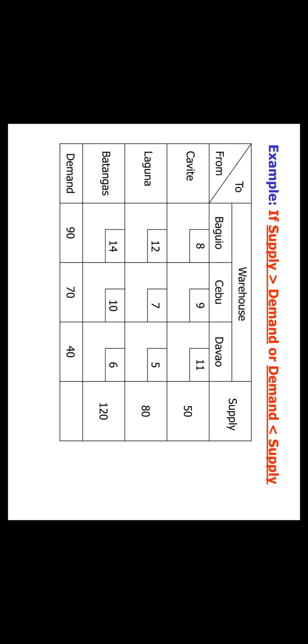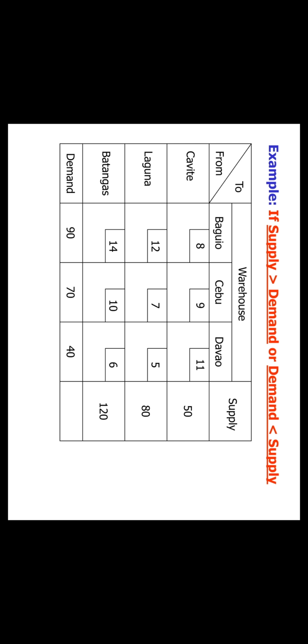Let's have this example wherein supply is greater than your demand, or demand is less than your supply. If you look at the tableau, your total supply is equal to 250, while your total demand is only 200. Therefore, supply is greater than the demand by 50 units. Okay? So what do you do if supply is greater than the demand? If supply is greater than the demand, or demand is less than the supply, you shift the column of supply one column to its right.